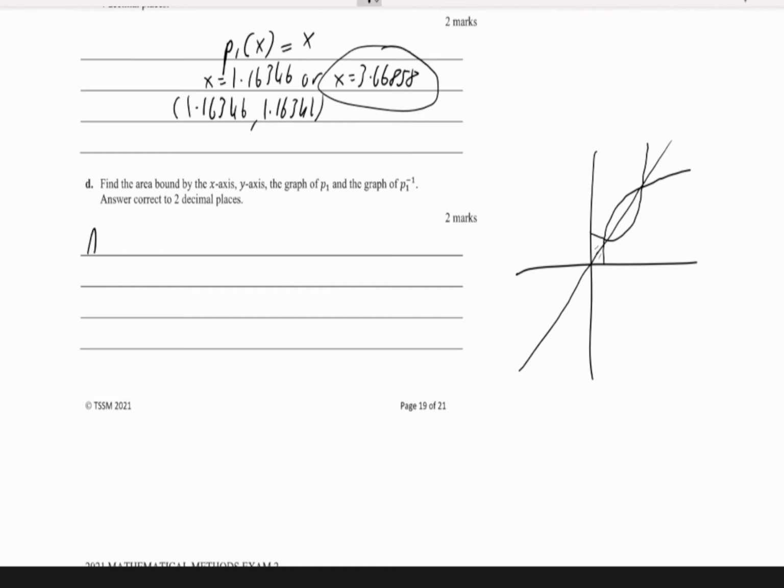Okay, so to find that area, you would just do 2 times the integral from 1.16346 of P1x minus x. You can't really see from my drawing, but the reason I put the 2 over here is because they're symmetrical across y equals x, so the area is the same. So you would get 1.81 units squared to 2 decimal places.